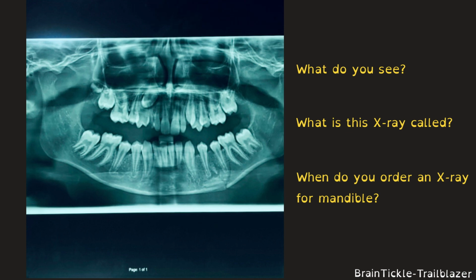If you look closer, you are going to notice that there is a fracture on the left mandible. Can you see this line? So there is a through and through fracture of the left mandible. But what exactly is this X-ray called? What are you going to write on your physician notes or your investigation order sheet? This X-ray is known as an orthopentomogram.